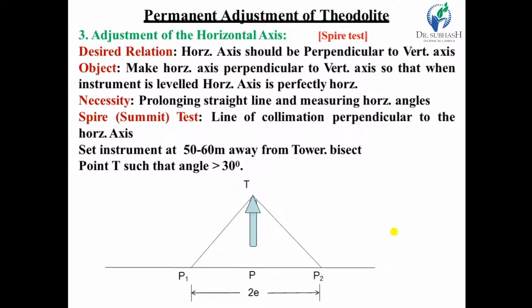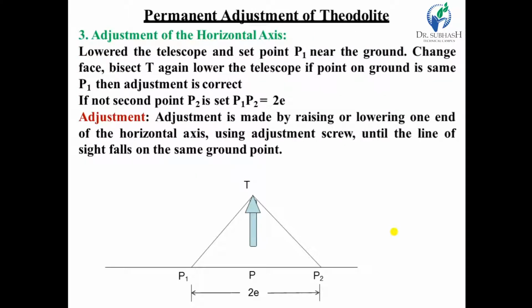Set the instrument at 50 to 60 meters away from the tower and bisect the point T such that the angle is 30. So our sighted angle is 60, right? Our sighting angle is 60, so that our tower angle is 30. After that, we have to lower the telescope and sight point P1 near the ground. Change the face and bisect T again. Lower the telescope; if the point on the ground is the same P1, then the adjustment is correct.